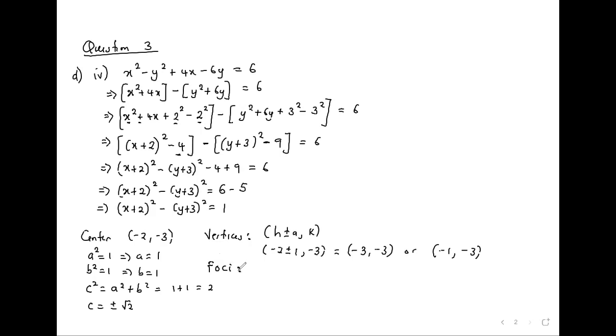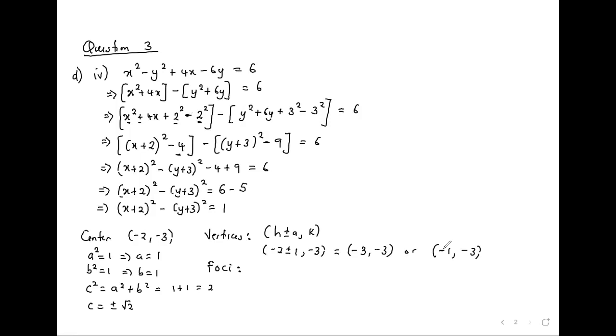Then foci. Excuse me, sir. Hello. I was expecting to have a positive 4 since we've squared the −2. But how come we still have −4? So we only squared the 2 and the negative was spared from the square. Okay. Yeah, so just remember that. Thank you.